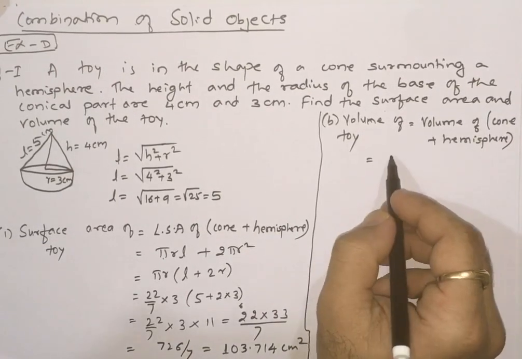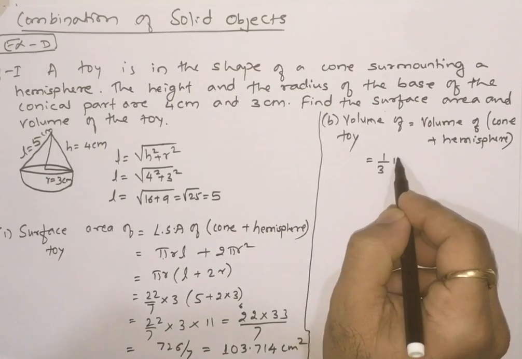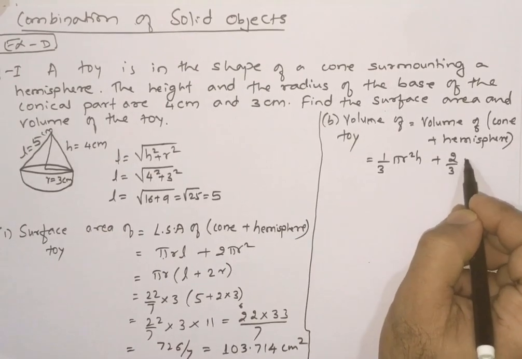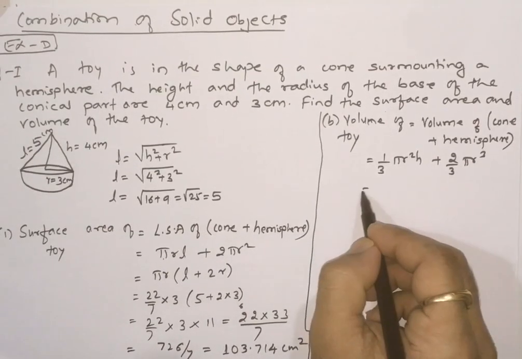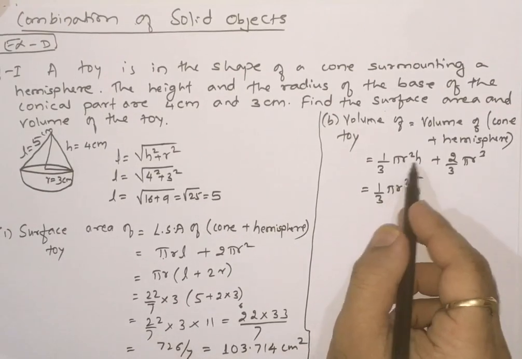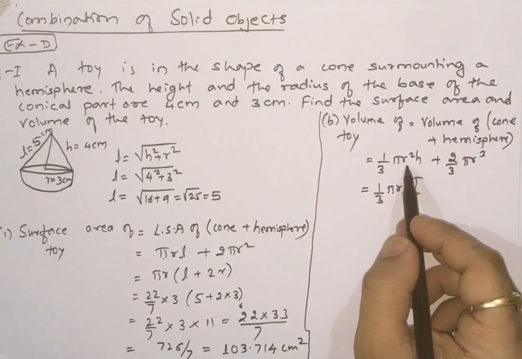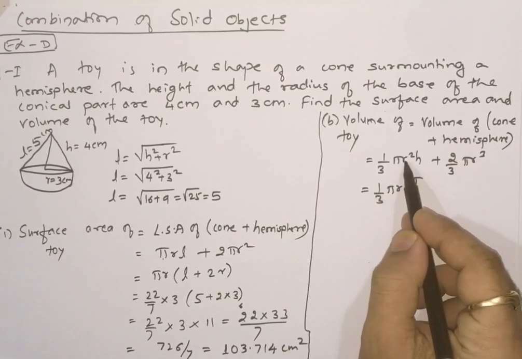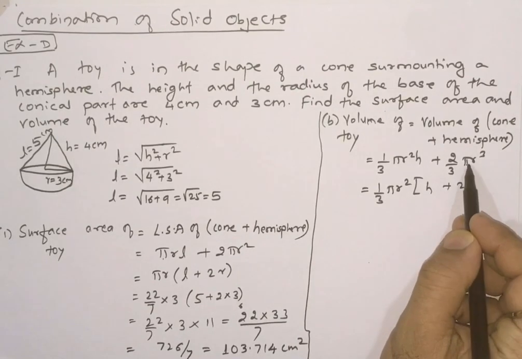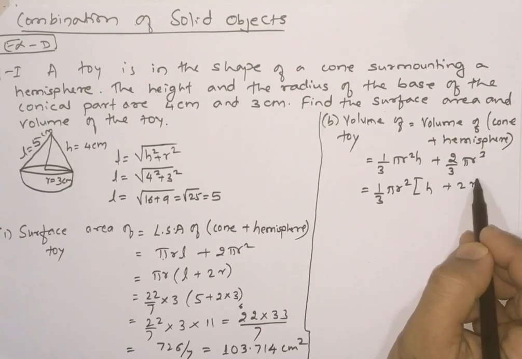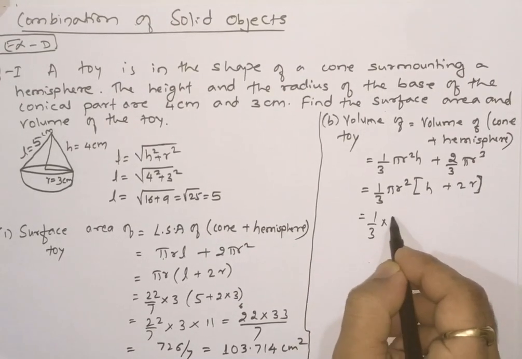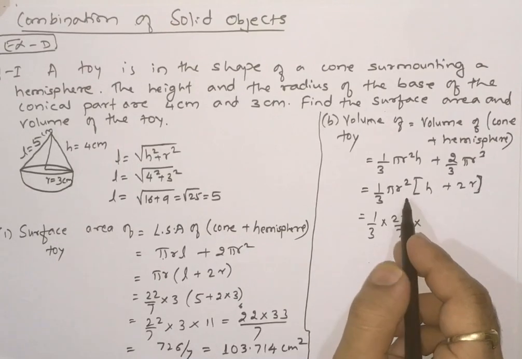So what is the volume of cone? 1 by 3 pi r square h. What is the volume of hemisphere? 2 by 3 pi r cube. What is common? 1 by 3 pi r square is common. So 1 by 3 pi r square I took out. This is h remains. This is 2, pi is taken out, r square, only r remains.